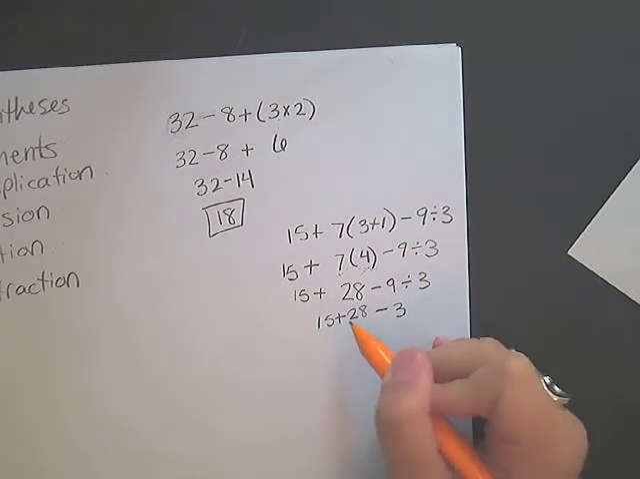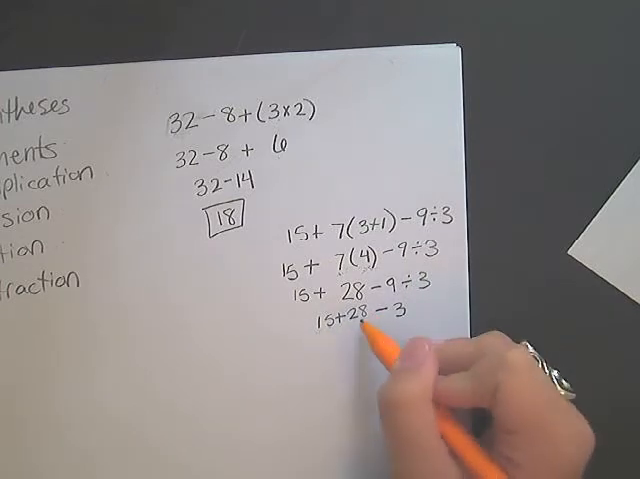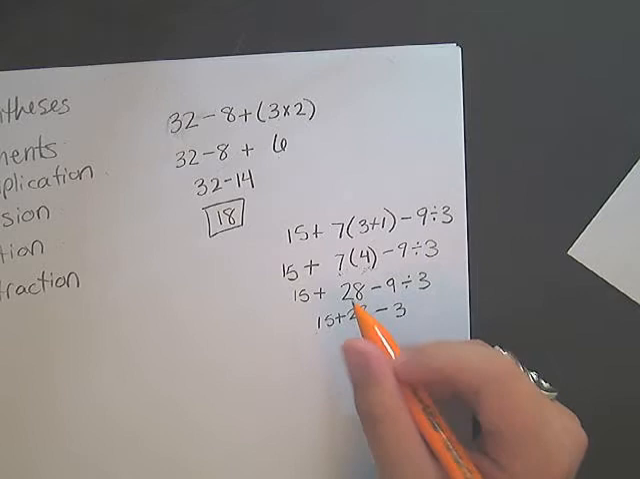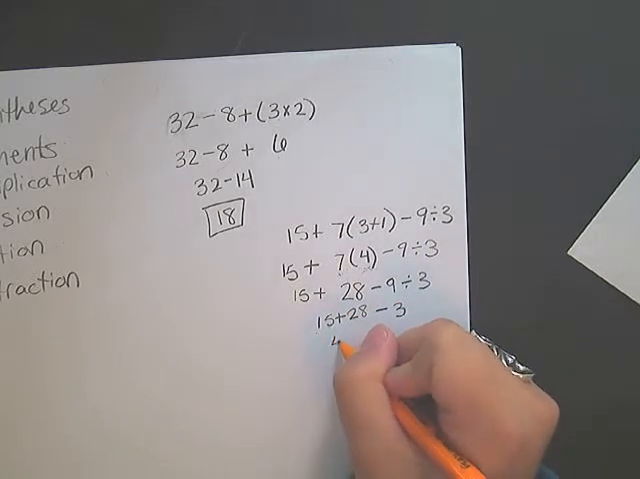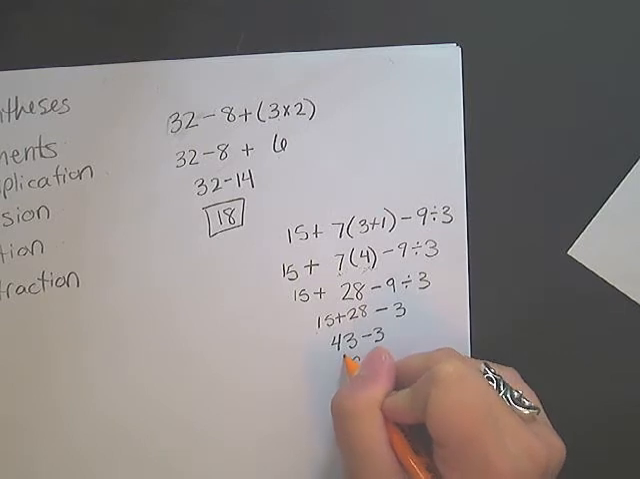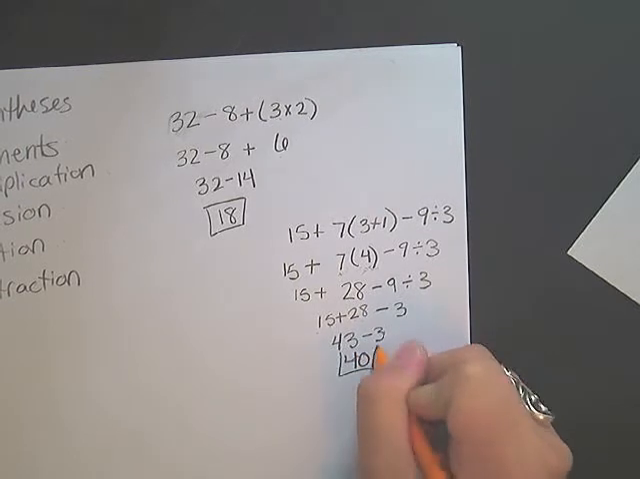So we're going to add 15 plus 28. What's 15 plus 28? 43. Good, Athena. Good, Jaslyn. So 43 minus 3 is going to give us 40, and that is your answer.